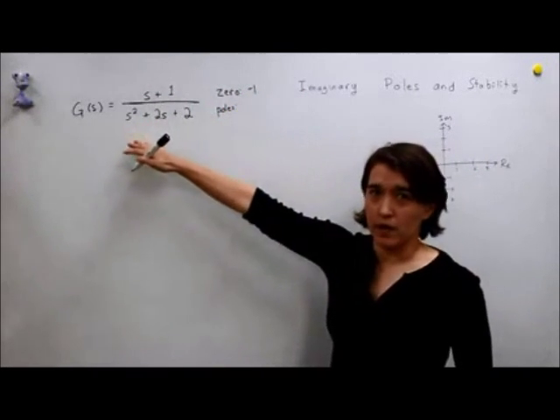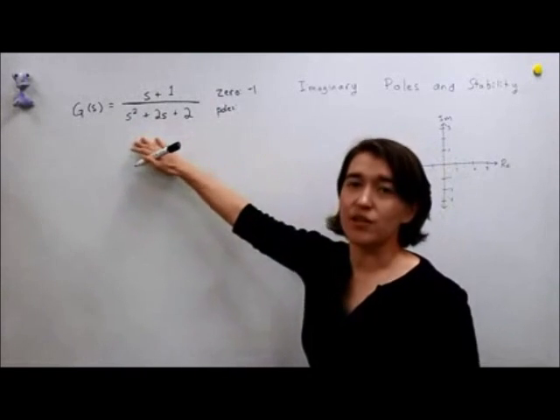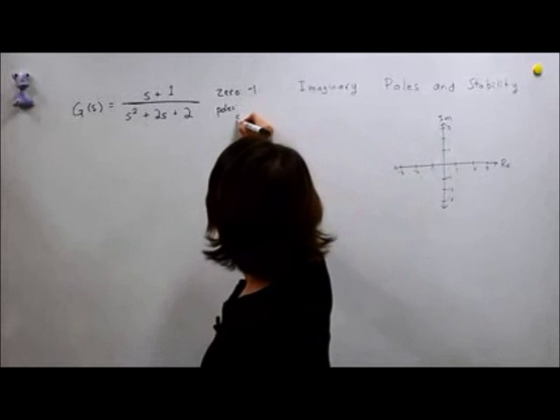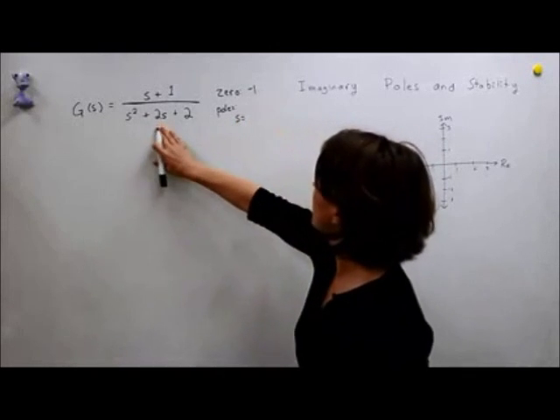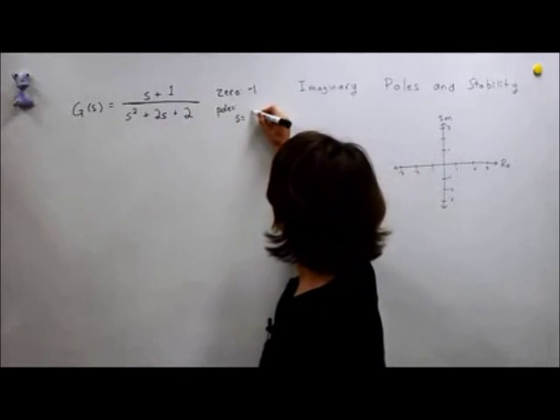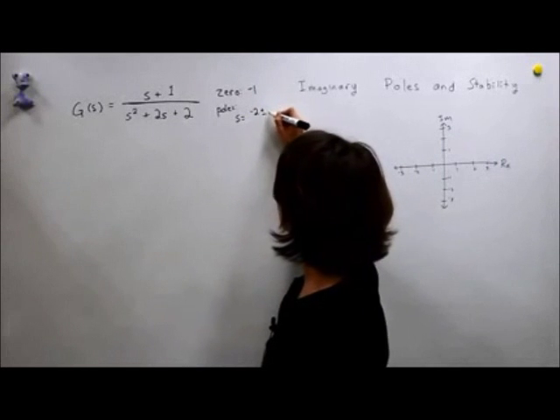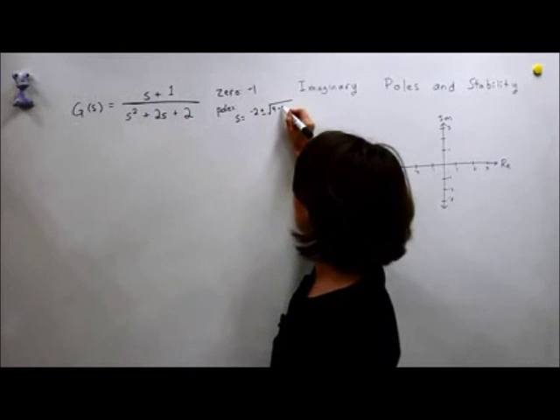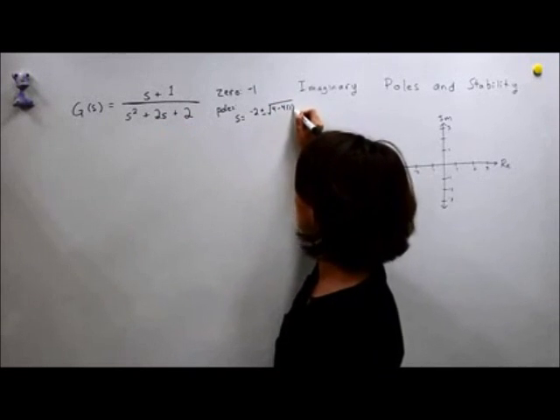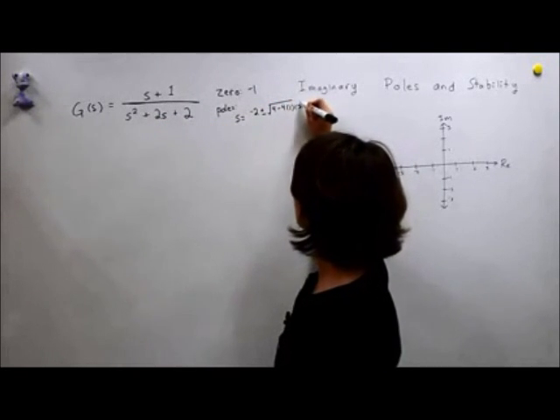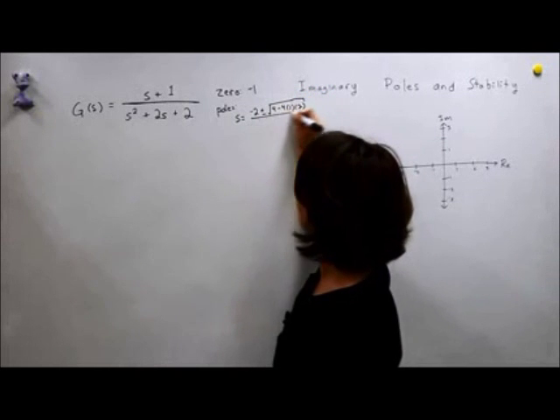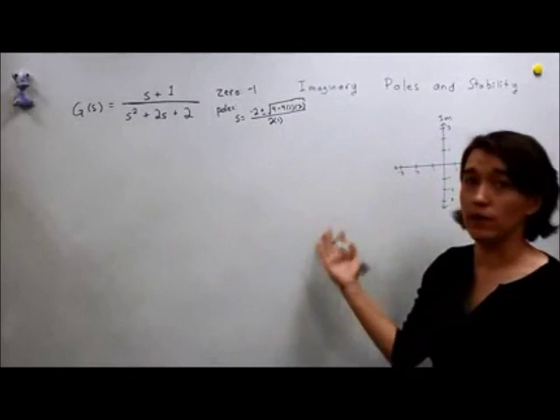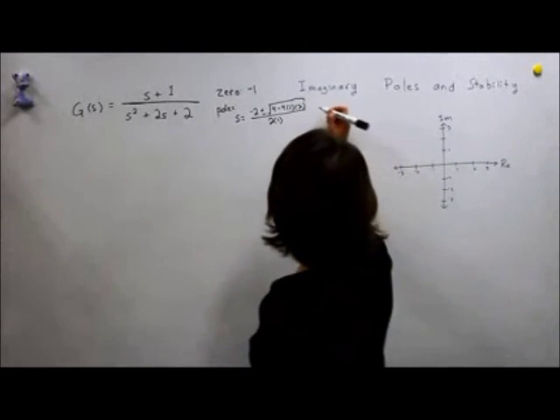Alright, so we can't factor this directly, so we have to use the quadratic formula. So for that, we have s equal the opposite of b, so -2 plus or minus the square root of b squared minus 4ac, where a is 1 and c is 2, all of that over 2 times a. So there's our setup, and now we just need to solve for this.